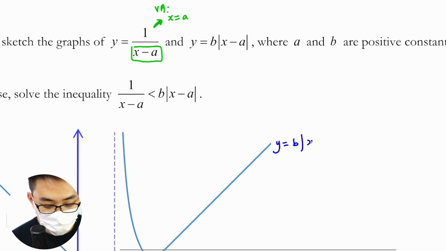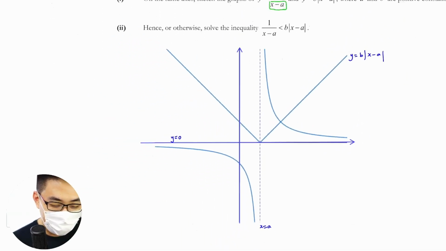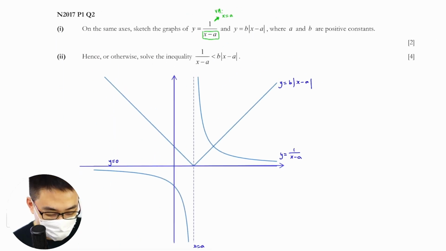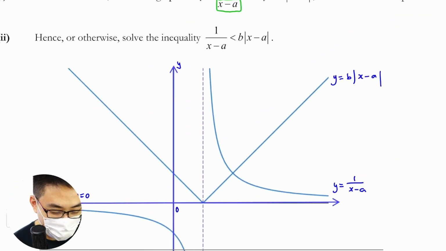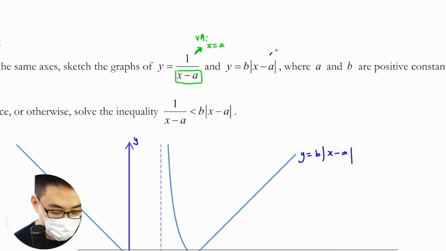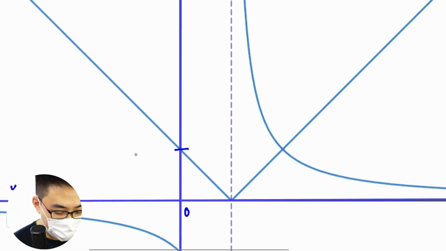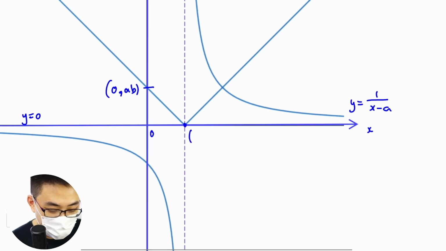But of course, as Singaporean students, we usually just write everything out because we are fearful, right? Yeah. Right. So label everything down. Then label the rest down. So in this case, y, x. So when x is 0, this y will be b times 0 minus a. So this is just ab. This will just be ab. So label this as 0 comma ab. X equals 0, right? Y equals 0. This will be a comma 0.